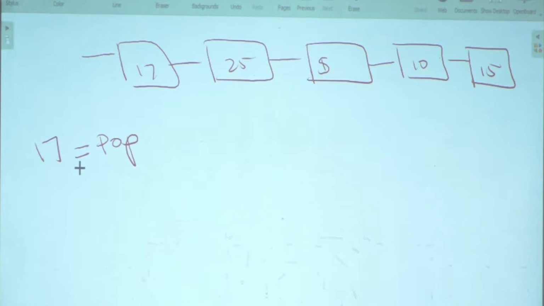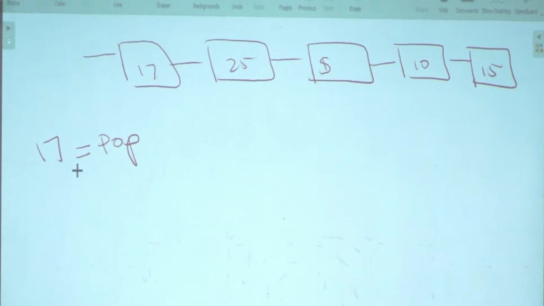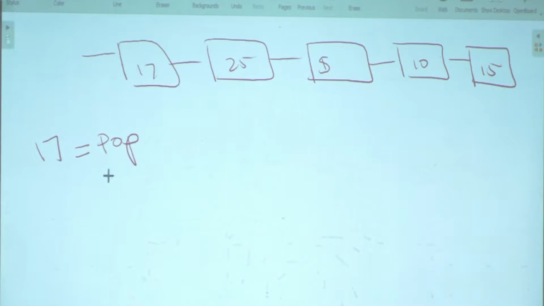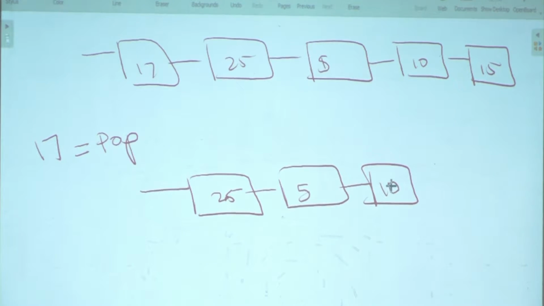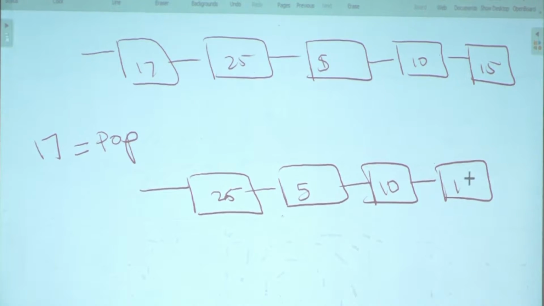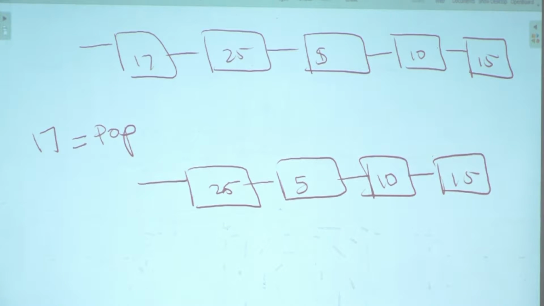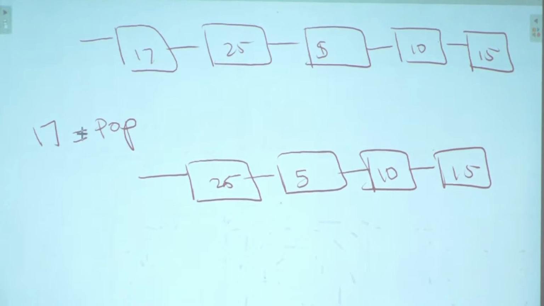You agree with that? Because I am popping from the list in a LIFO order. What went in last came out first. When I say pop, I should get 17. And how should my linked list look? 25, because 17 has to go away. 5, 10, 15. This is how my linked list is going to look after the first pop. And the answer I am going to get is 17. And this is how my linked list looks.